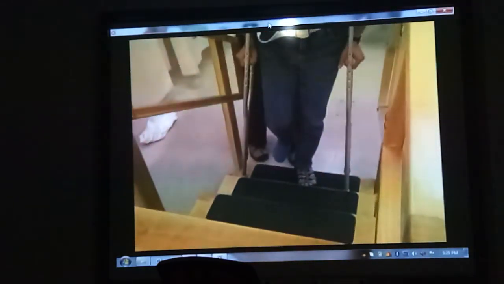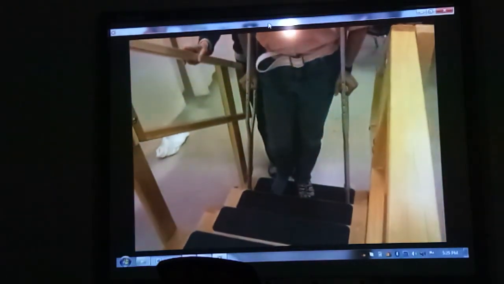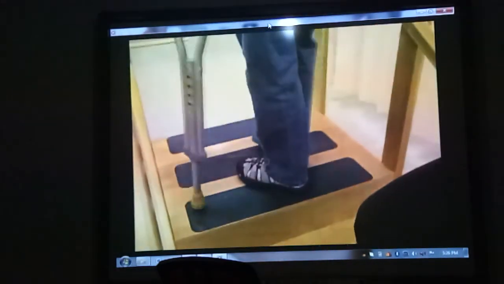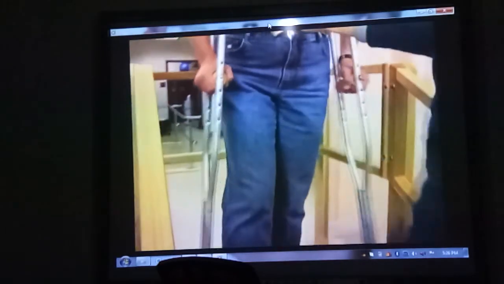All right, and bring your crutches up, and the crutches always come in the same motion as your leg that had the surgery. Okay. You're not weight bearing. Now as you're coming down, you're going to bring your crutches and your weaker leg down together.